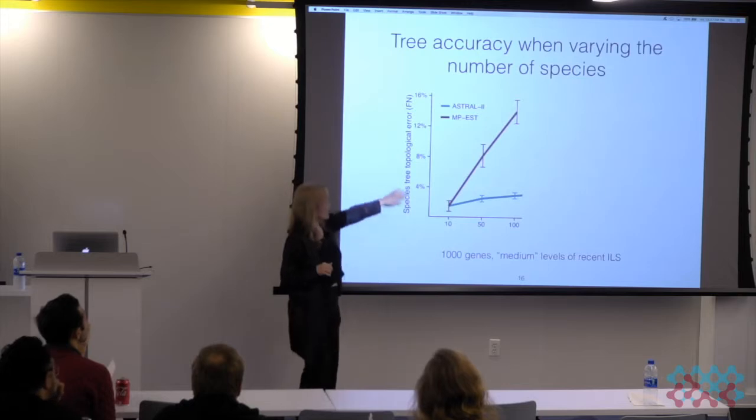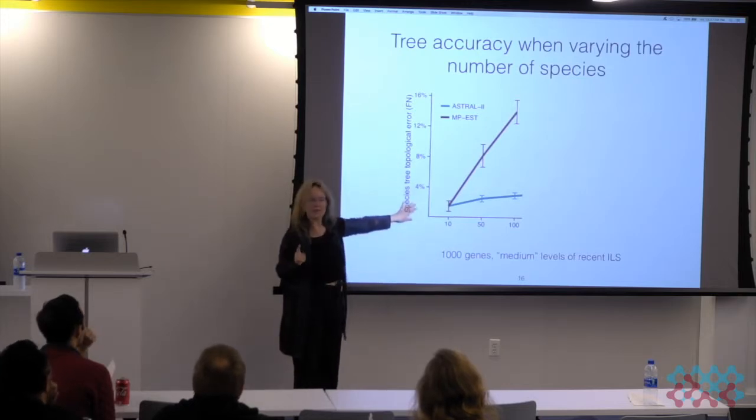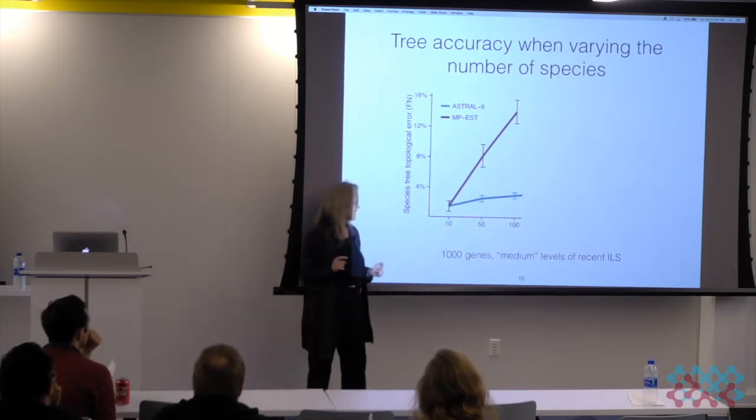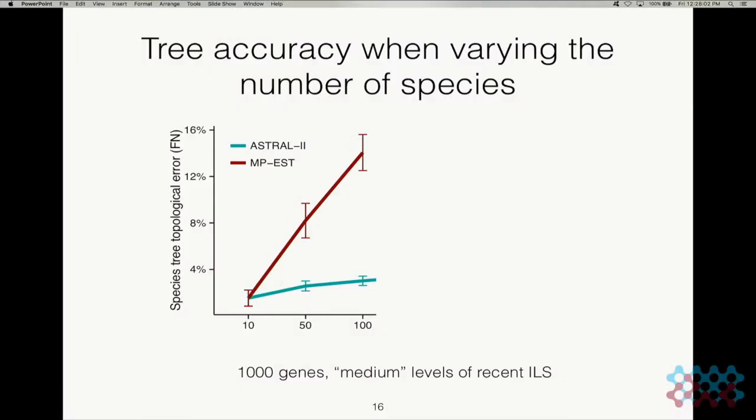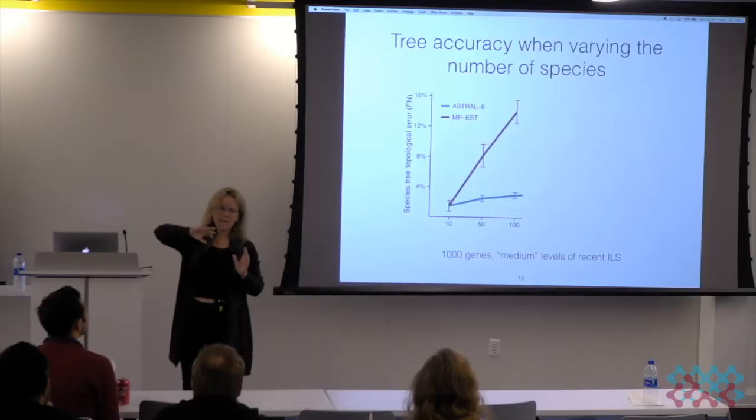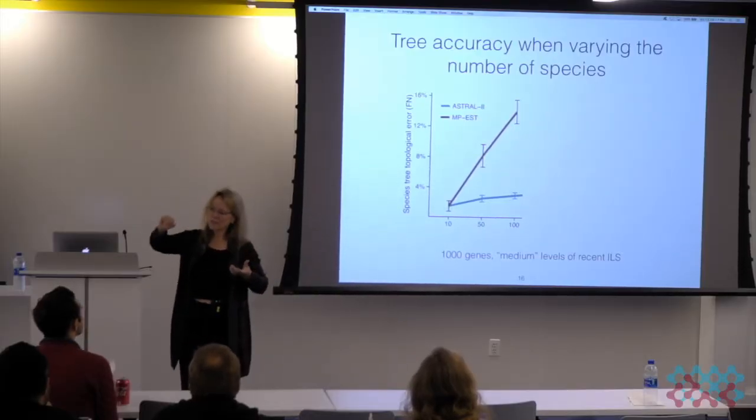This is a simulation study. The y-axis is error. The x-axis is the number of taxa. And we're comparing ASTRAL in blue to MPS, maximum pseudo-likelihood, in red. And error, when they have only 10 species, they're the same. As you increase the number of species, error increases for both, but it increases much faster for MPS, right? MPS error is going up very fast. ASTRAL error is going up slowly.